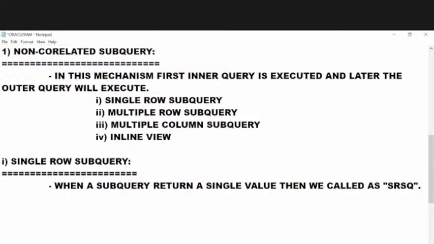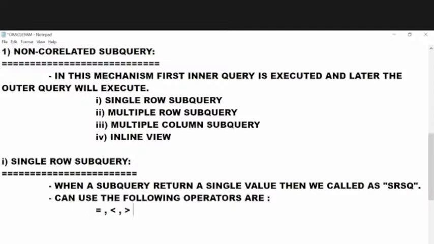Okay. And in this single row subquery, which kind of operators can I use? We can use the following operators: equal, less than, greater than, less than or equal to, greater than or equal to, and not equal to. So only these operators I can use. Other than these operators, I can't use any other operator.